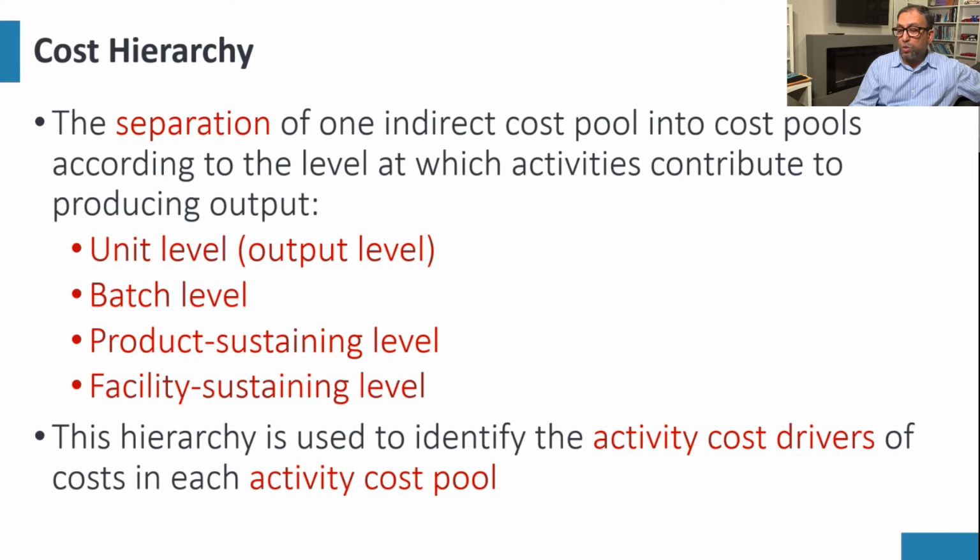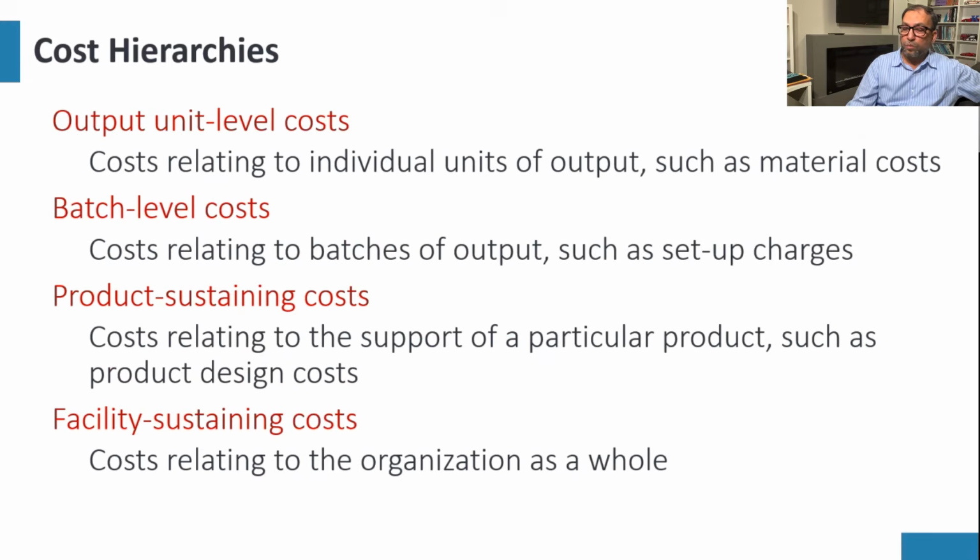So the hierarchy is used to identify the activity cost drivers of the cost in which the activity moves. Output unit level cost relates to the individual unit of output, such as material cost. Batch level cost relates to batches of output, such as setup charges. Product sustaining cost relates to the support of a particular product, such as product design cost. Facility sustaining cost is the cost relating to the organization as a whole, as I mentioned.